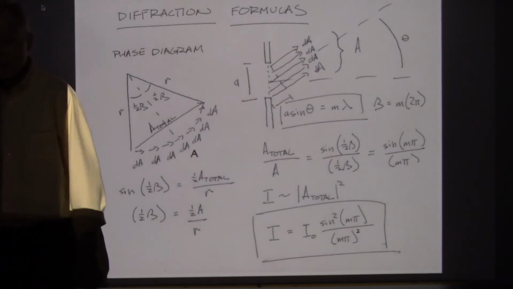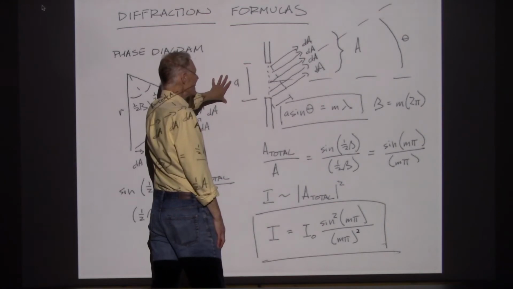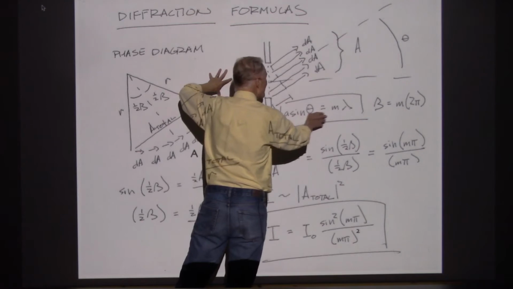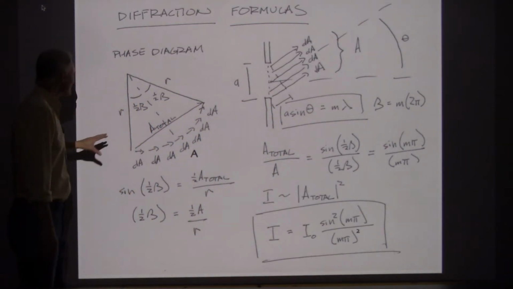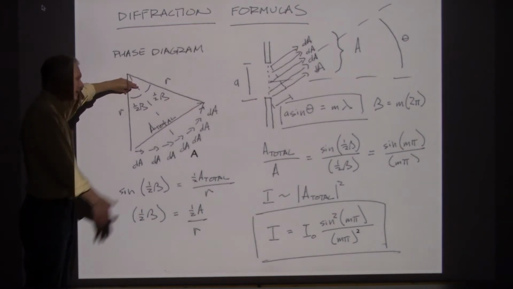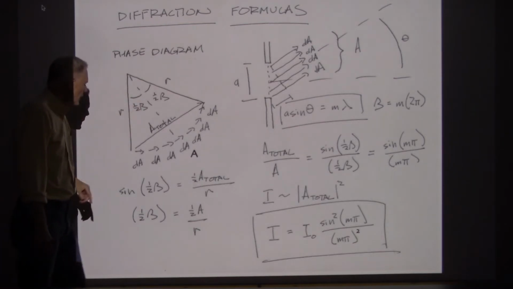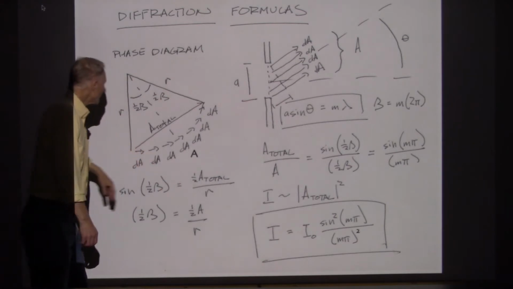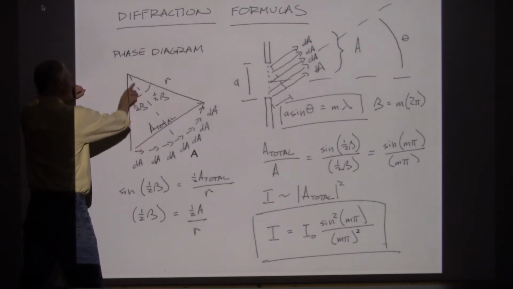Now what we can do is take this diagram, and here's, oh, I went back to using A. That's supposed to be big D. So that's big D sine theta equals m lambda. And what I'm saying here is that, taking this diagram, the sine of 1/2 beta is equal to 1/2 A total divided by r. That's a trigonometric function, the sine, and what I'm looking at is this right triangle here.